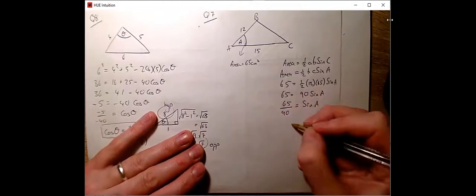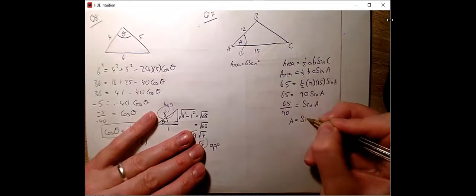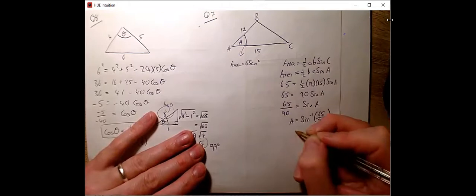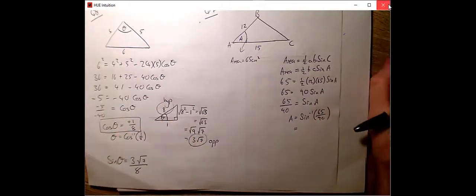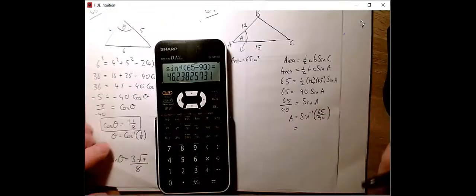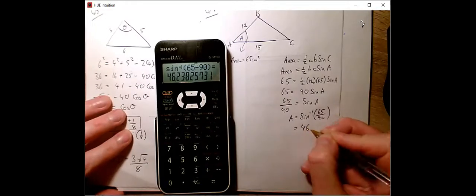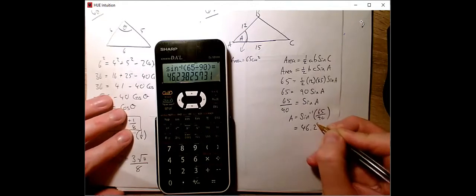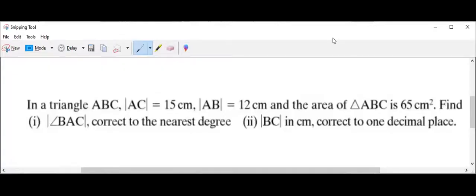You can simplify that if you want to, but all you have to really say is that A is the inverse sine of 65 over 90. Okay, and that's a bit of calculator work. There it is there, 46.238. Corrected to 1 decimal place, I think it said, so 0.2 degrees. Excuse me, it said find BAC to the nearest degree, so it's just 46 degrees. Find BC in centimeters, correct to 1 decimal place.